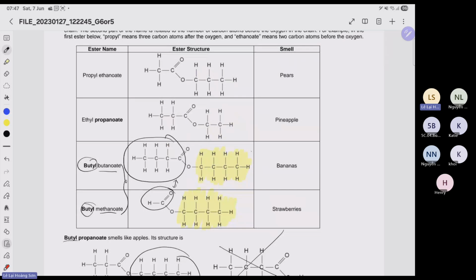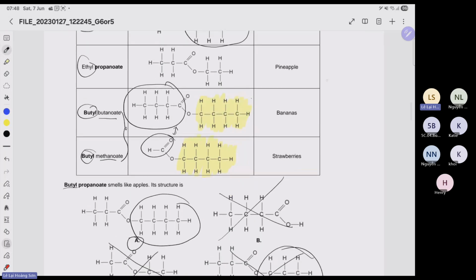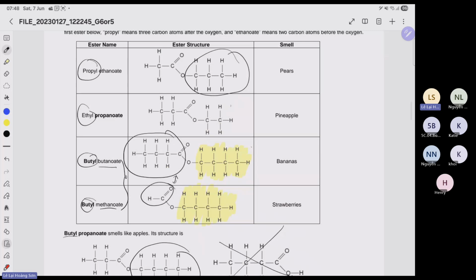So you have ethanoate, you have propanoate, propyl, all right? When you change this part, it changes this region, okay? And therefore, based on the information that you have, propanoate, okay, ethyl is here, butyl is here. So it means propanoate is this region.